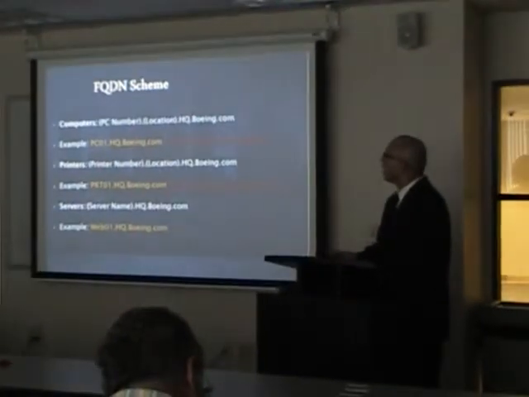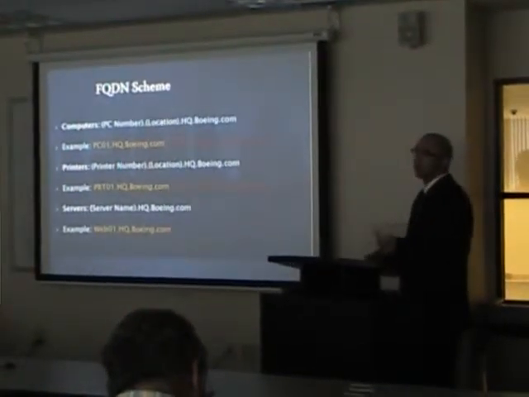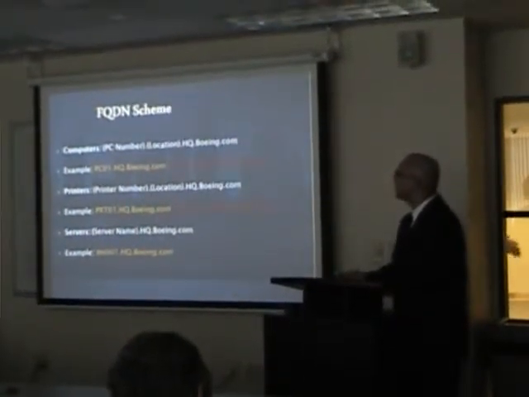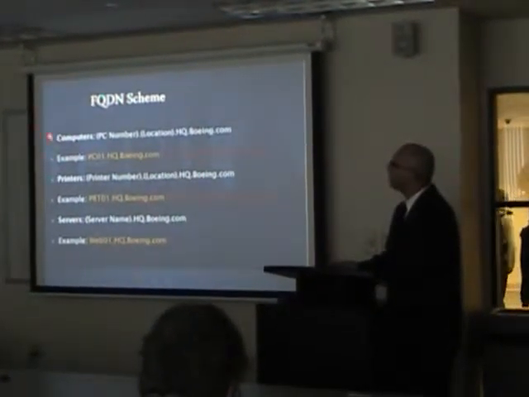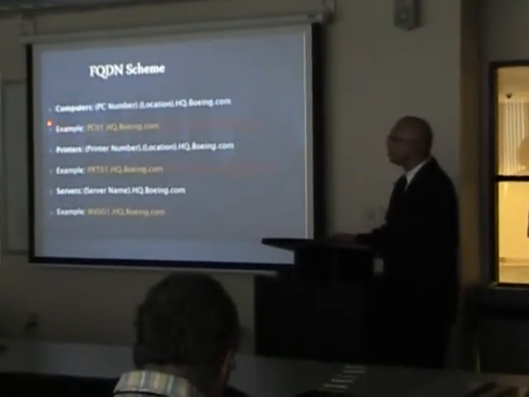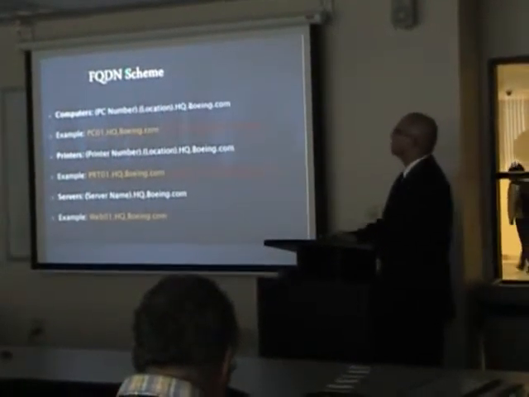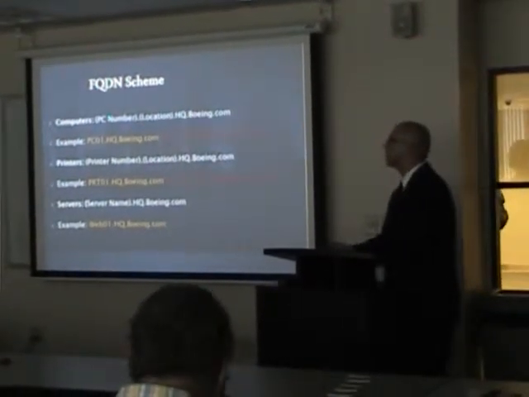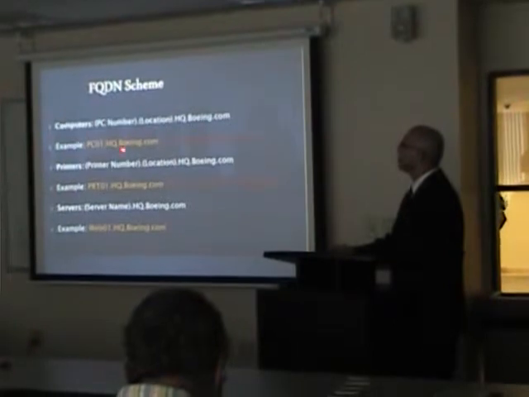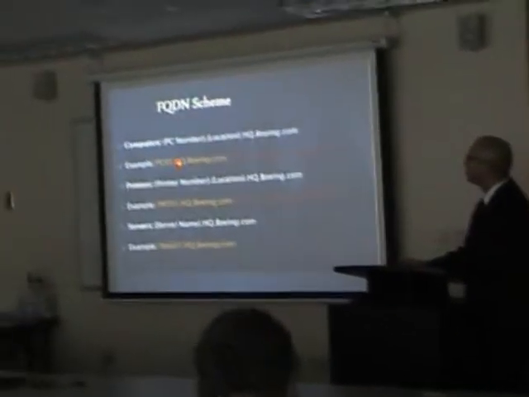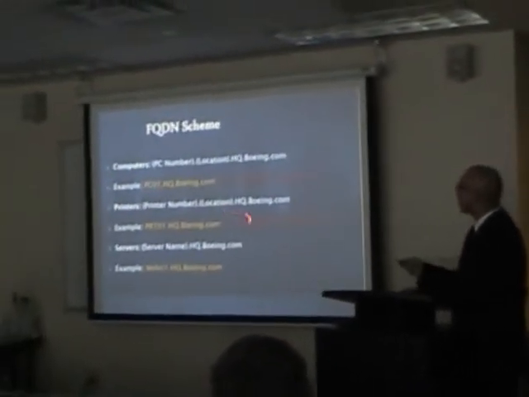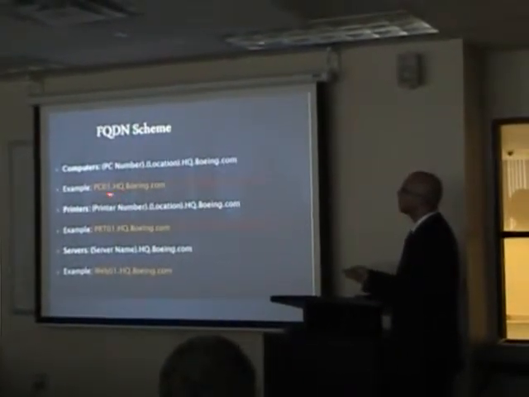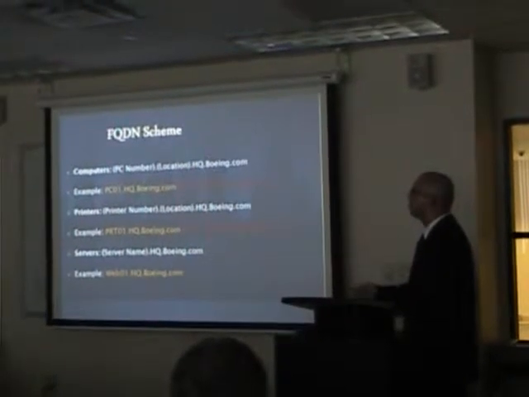Our fully qualified domain names, or FQDN scheme, for our computers. Every computer that will be implemented will have, the syntax will be the PC number, showing on the example right here, PC01, and then the location. So in the primary domain controller in Seattle, it would be hq.boeing.net, because the HQ is the actual name of the primary domain controller. So anything added to it's going to just add another dot to it, so it would be PC1.